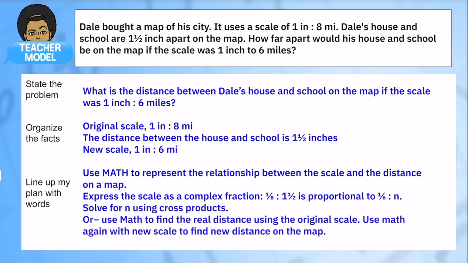And I would just solve for n using my cross products. Or if that sounds too complicated, taking the scale and turning it into a ratio, I can use math to find the real distance on the original scale, and then use that number to find the distance with the new scale. So I'm going to show you both of those in a second.